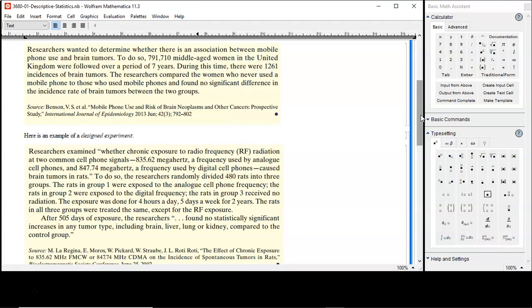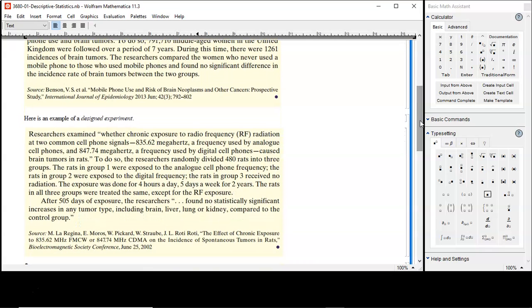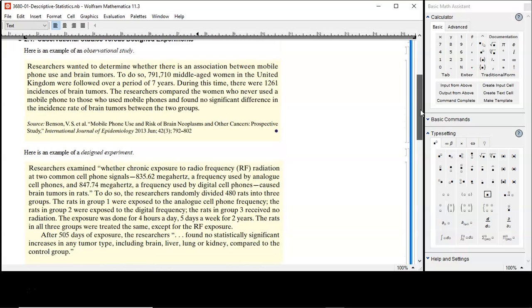In the observational study, the subject, these people decide their own lifestyles. The researchers do not mandate the use of cell phones. They just observe. Now let's go to the next example, designed experiments. Here, rats do not decide anything. Researchers decide everything. And they are in control. That's the big difference between one and the other.